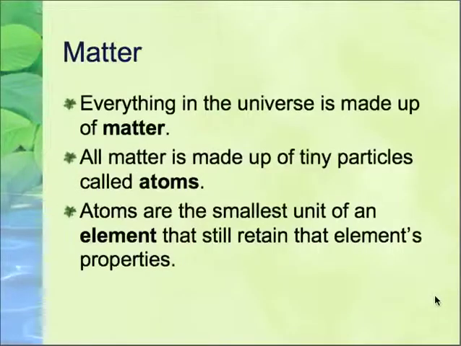All right, so let's take a look at what matter is. First of all, everything in the universe is made up of matter. Matter is defined as anything that has volume and mass. In other words, it has mass and it takes up space. All matter is made up of tiny little particles called atoms, and atoms are the smallest unit of an element that retain all that element's properties.